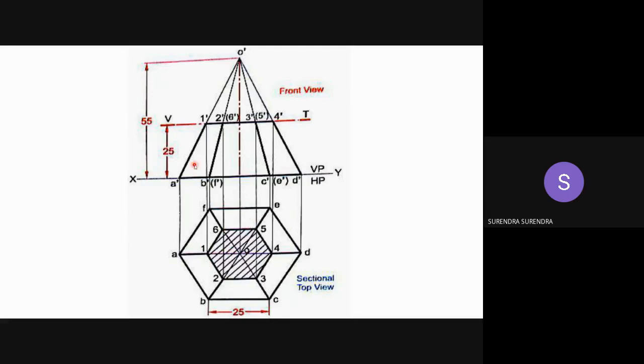As it is resting on its base on the horizontal plane, project the points A, B, C, D, E, F up to the XY line and draw the base. Then project the axis and draw the axis line to the given height of 55 mm, and mark the endpoint as apex O dash. After getting the base and apex, join all the base corners to the apex: AO, BO, CO, DO, EO and FO.